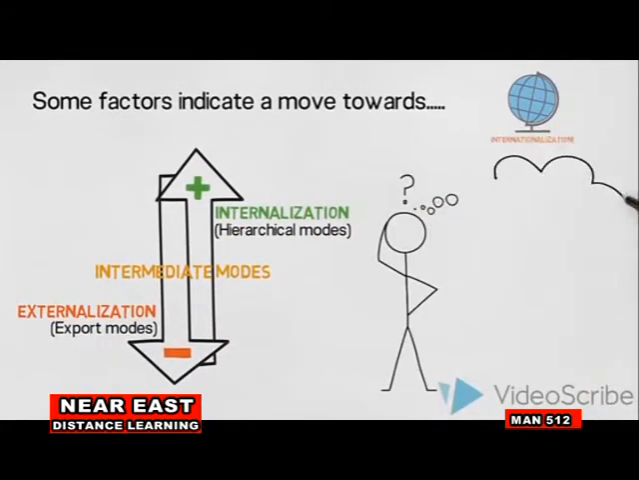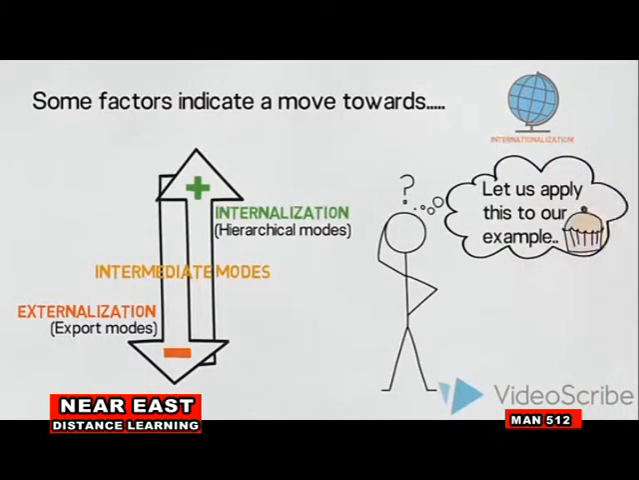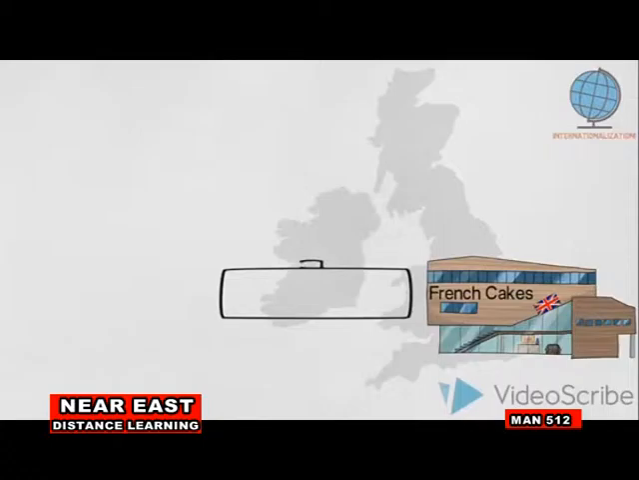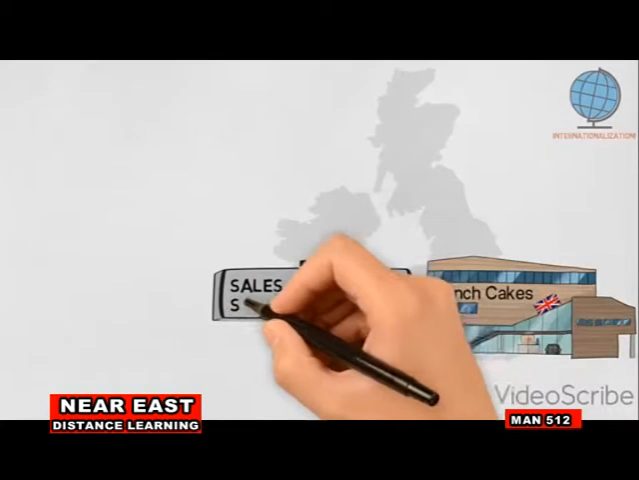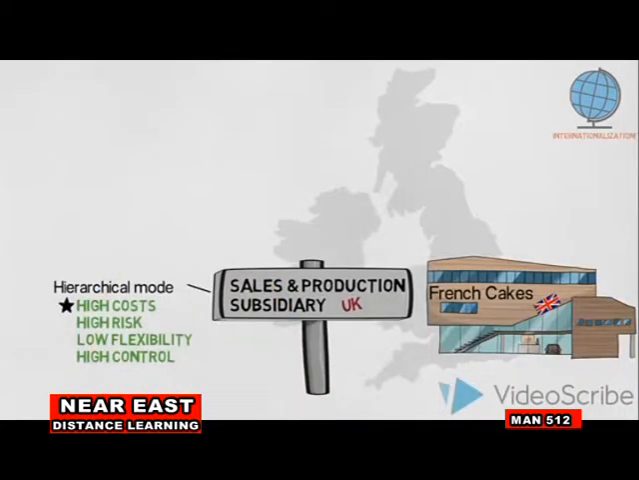So let us apply this visual to our example with French Cakes, as we address the 4 sets of factors. French Cakes have set their eyes on the UK, and their initial idea is to enter the country by setting up a sales and production subsidiary in the UK. The characteristics of hierarchical modes are: high setup costs. A production site and sales force carry a large investment.